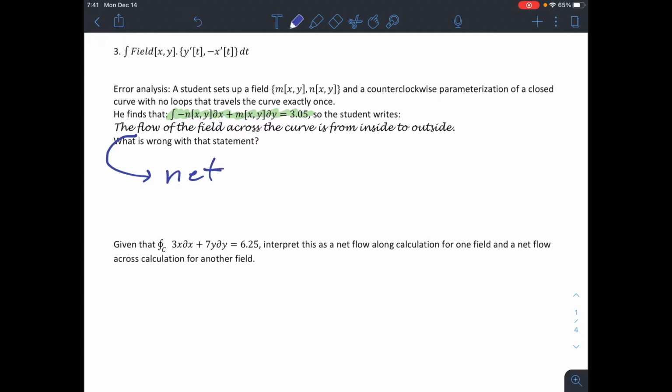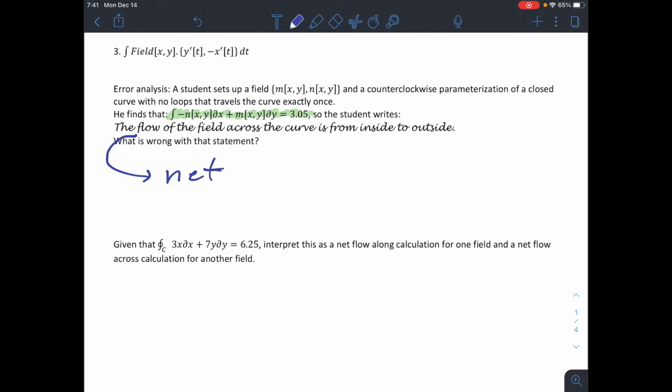Flow you can just say is at a point, but the net flow is all the points combined. So when you're talking about an integral here, you have to make sure you're talking about a net flow across or net flow along. Okay. So here we have another integral equaling 6.25. Interpret this as a net flow along and a net flow across for two different fields here.